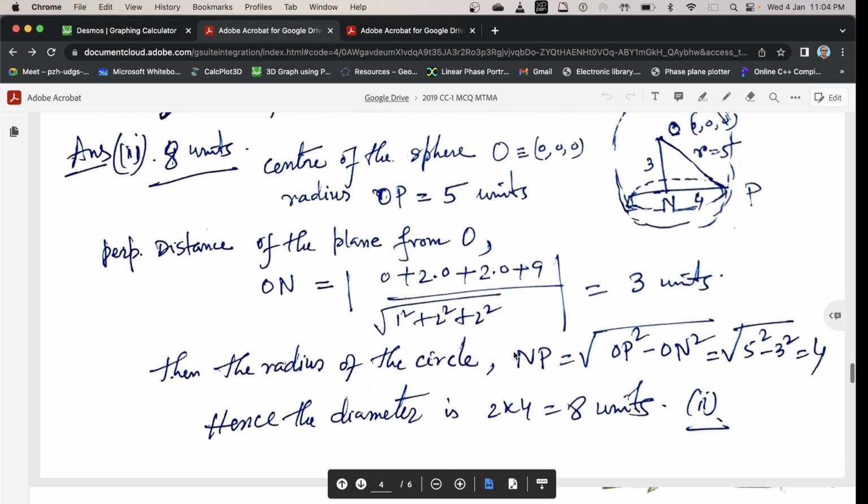Now the radius of the circle is this. So the radius of the circle is NP. So obviously by Pythagoras theorem, NP equal to root over of OP square minus ON square, and hence this is equal to 4 units. And hence the diameter of the circle is 2 into 4 equal to 8 units.